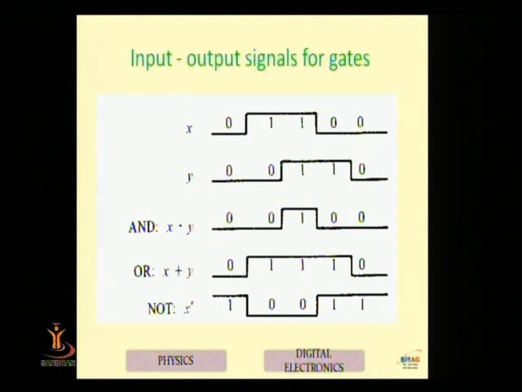Now if you look at the further steps, x and y both are 1, so my AND gate output is 1. But if you move ahead, my x is 0, so the AND gate's output x dot y is 0. This is the explanation for the x dot y.